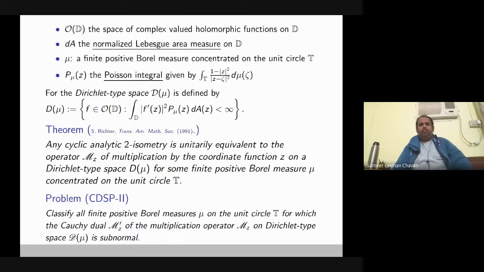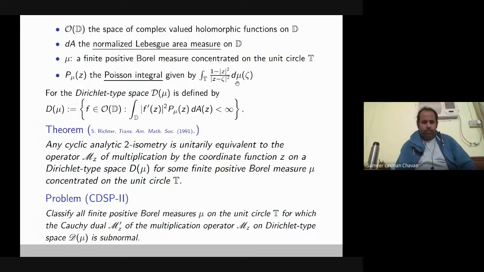So for that, we need to recall the theory of Dirichlet type spaces. So you start with the space of complex valued holomorphic functions, denoted by O(D). Then dA is the area measure, and mu is a finite Borel measure concentrated on the unit circle, and P mu of z is the Poisson integral. So it is the integral of the Poisson kernel, with respect to mu.